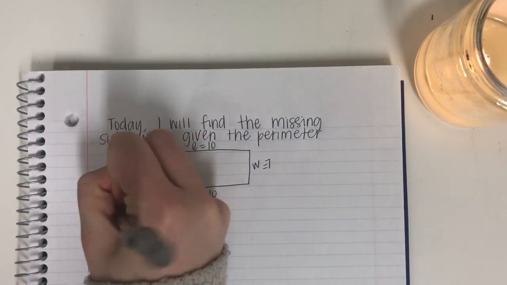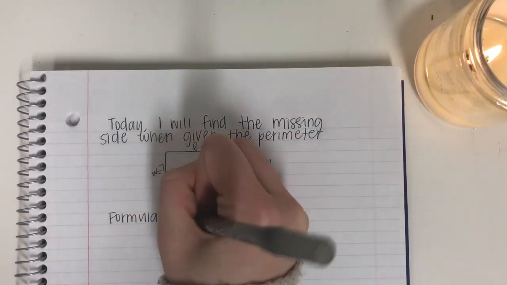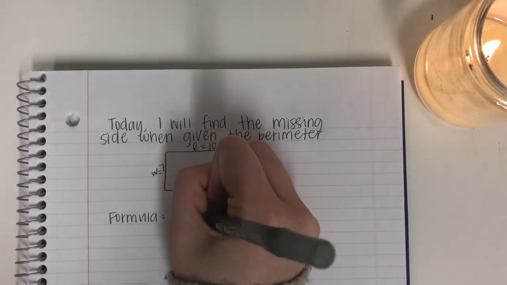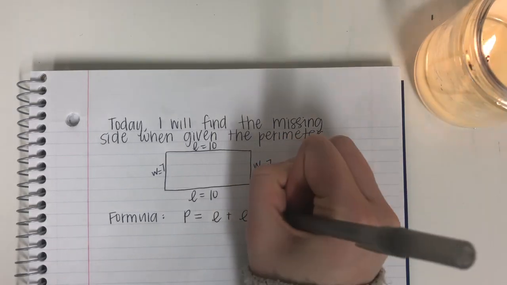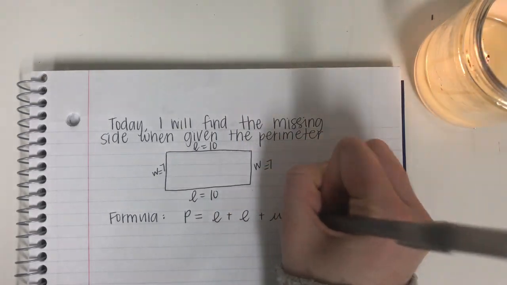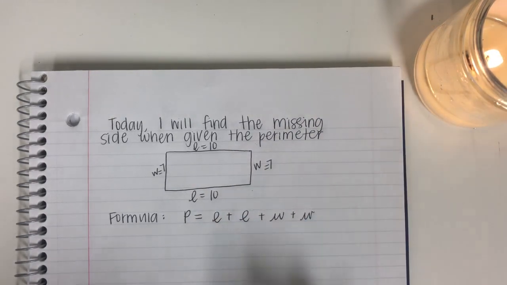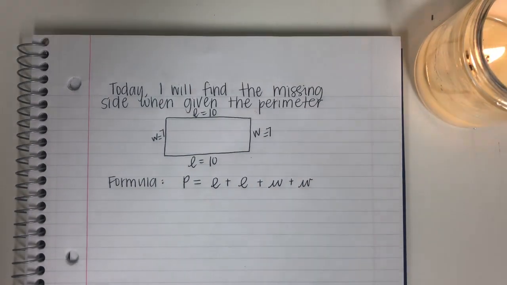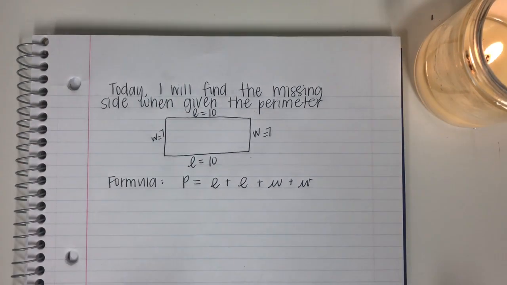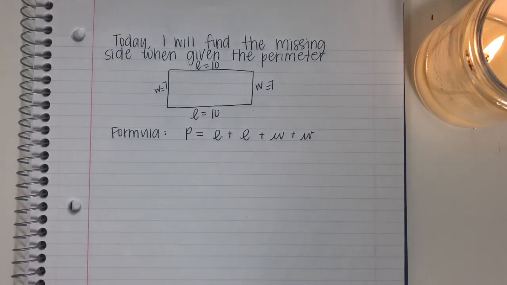Our formula is still the same. The formula is perimeter equals length plus length plus width plus width. So you're adding up all the sides, okay? Now we want to look at what happens if they give us the perimeter and we're just missing either the width or the length. How do we find out the missing variable? So first, let's write out our steps and then we will do a couple examples together.